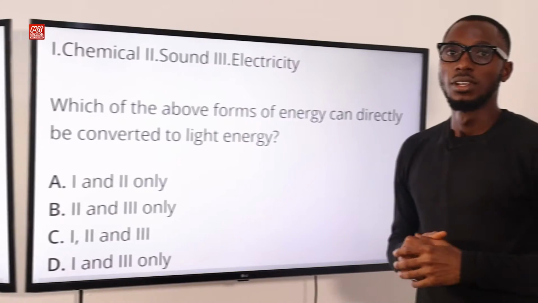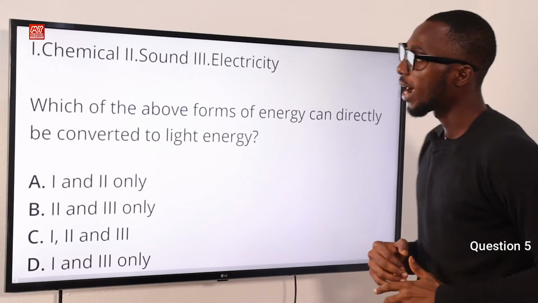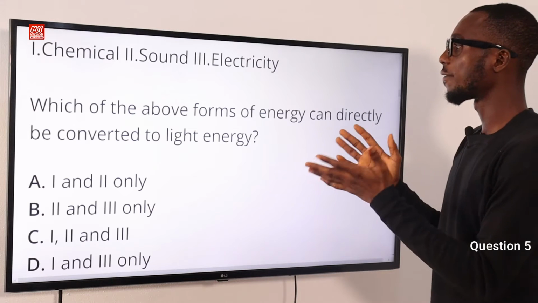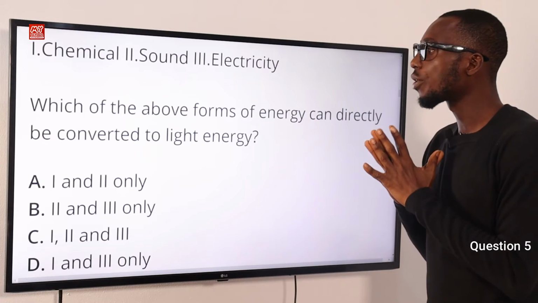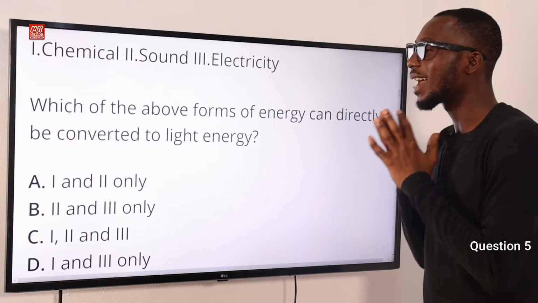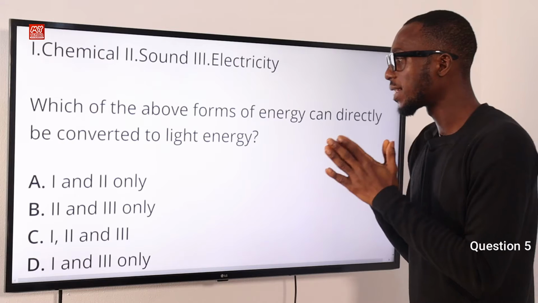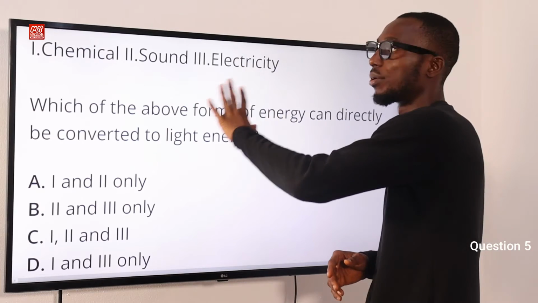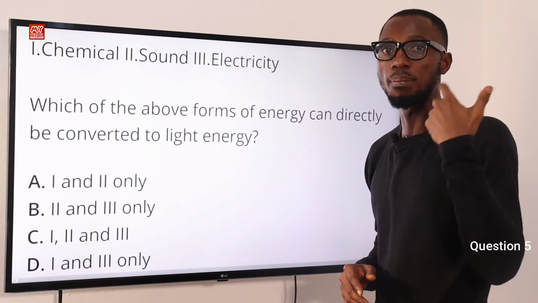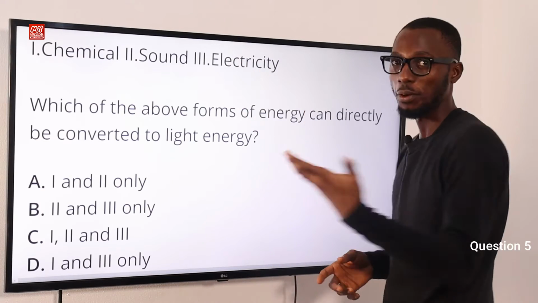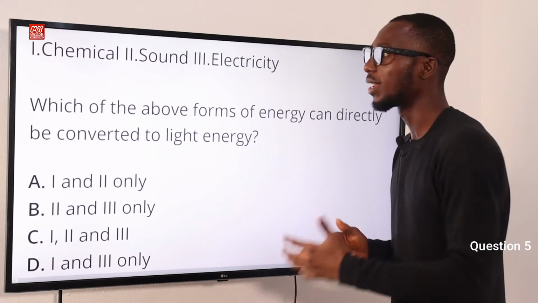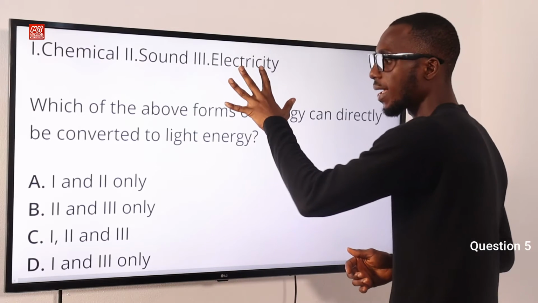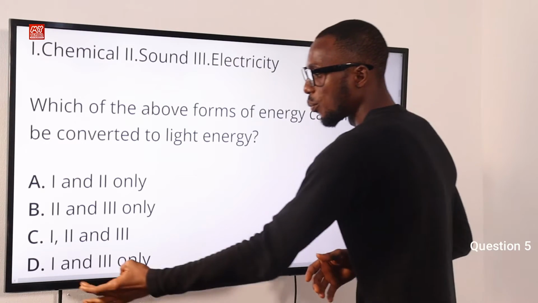Option A. Question 5. We have I as chemical, I as sound, I as electricity. All these are forms of energy. So we have been asked, which of the above forms of energy can directly, take note of that, can directly be converted to light energy? The two are chemical and electricity. Chemical energy, like for instance, your battery that you use in powering your flash, and electricity, of course, we know that very well. So directly, they are chemical energy and electricity. So we have I and I. Where do we have I and I? We have that in option D.